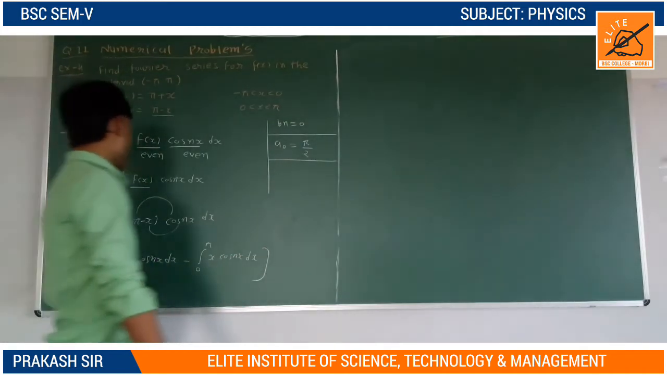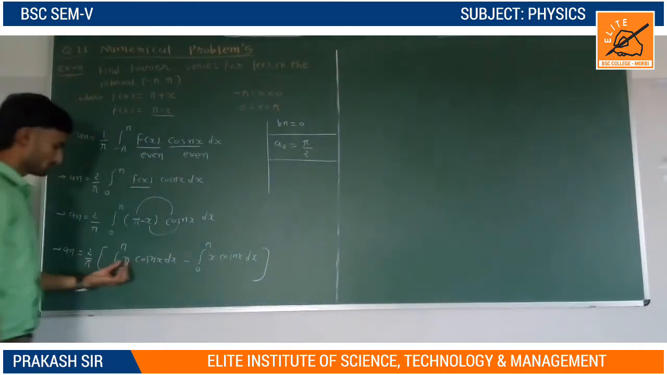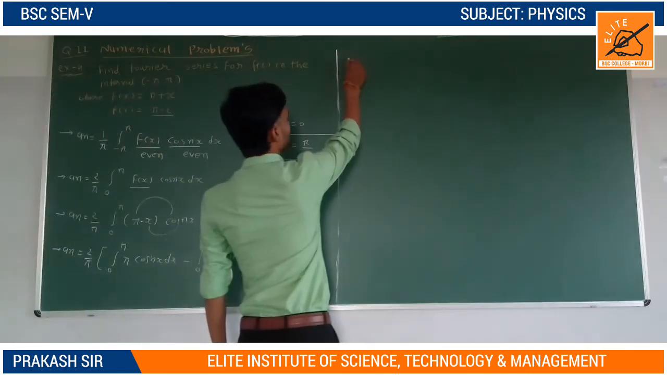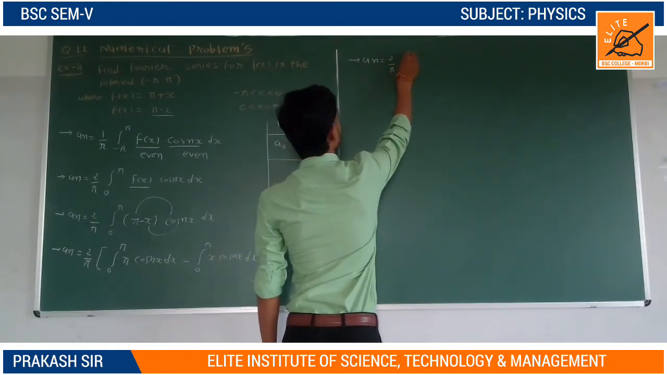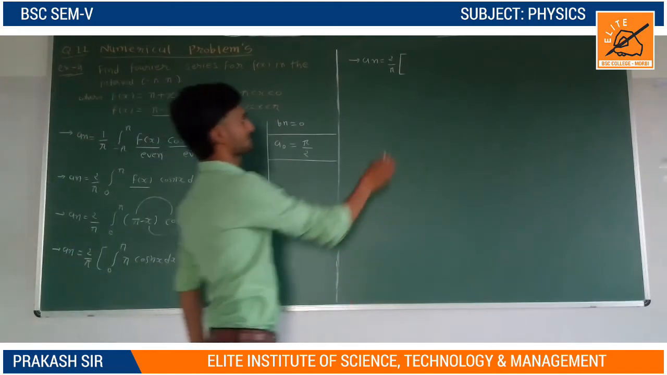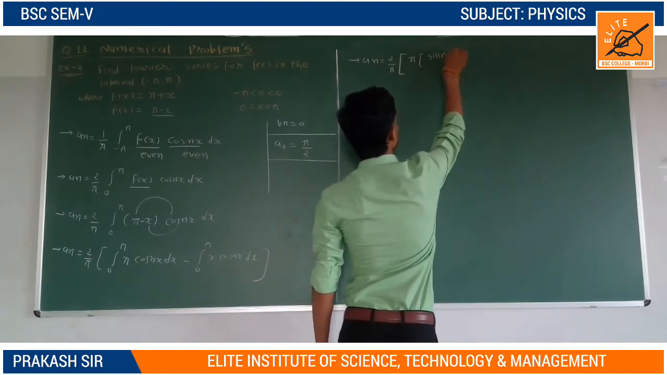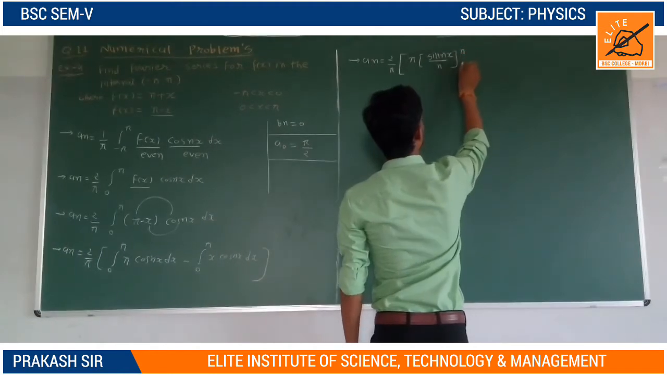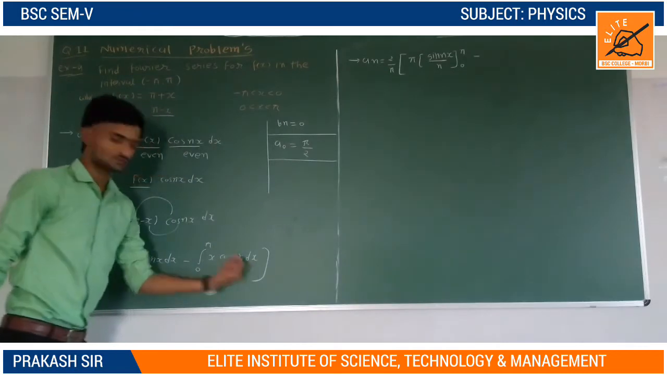Here pi into cos nx dx. Pi is a constant, and the integration of cos nx is sin nx upon n. So an is equal to 2 upon pi: here pi is constant, so remove it, and the integration of cos nx is sin nx upon n, with upper limit and lower limit, minus the integration of x into cos nx dx.